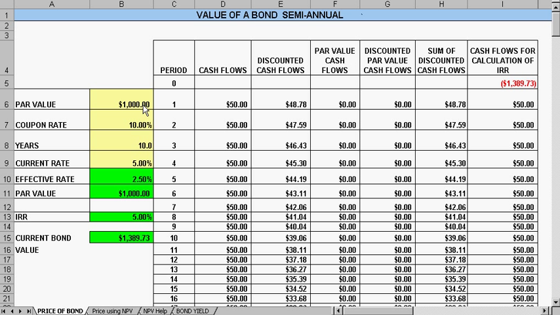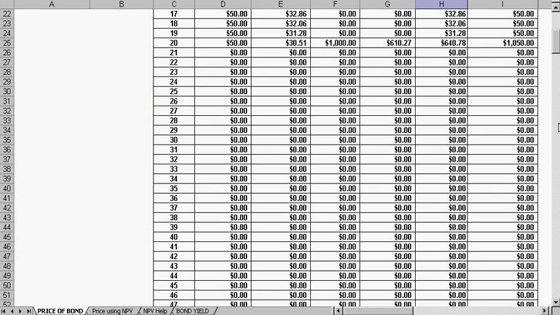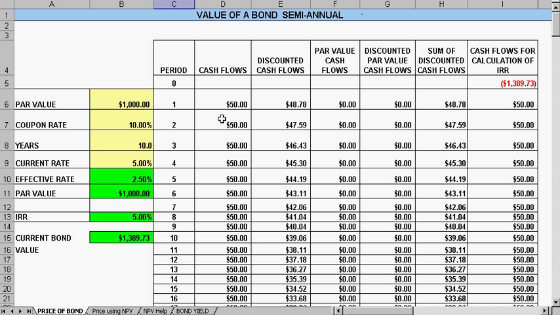A $1,000 par value bond at a 10% coupon rate normally would give us a $100 payment. What we do here is we double the number of payments, and we now have 20 payments of $50. If we're working with a current interest rate of 5%, we need to also reduce that discount rate to 2.5%. So we can see here on our formula, when we discount it, it is discounted by 2.5%.